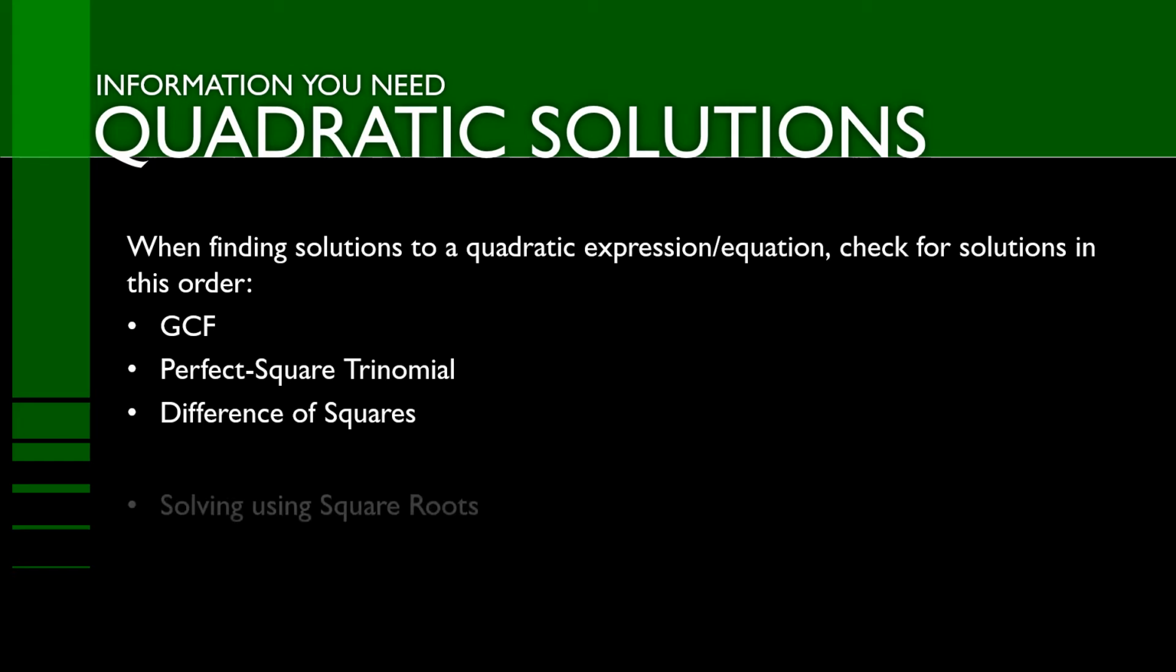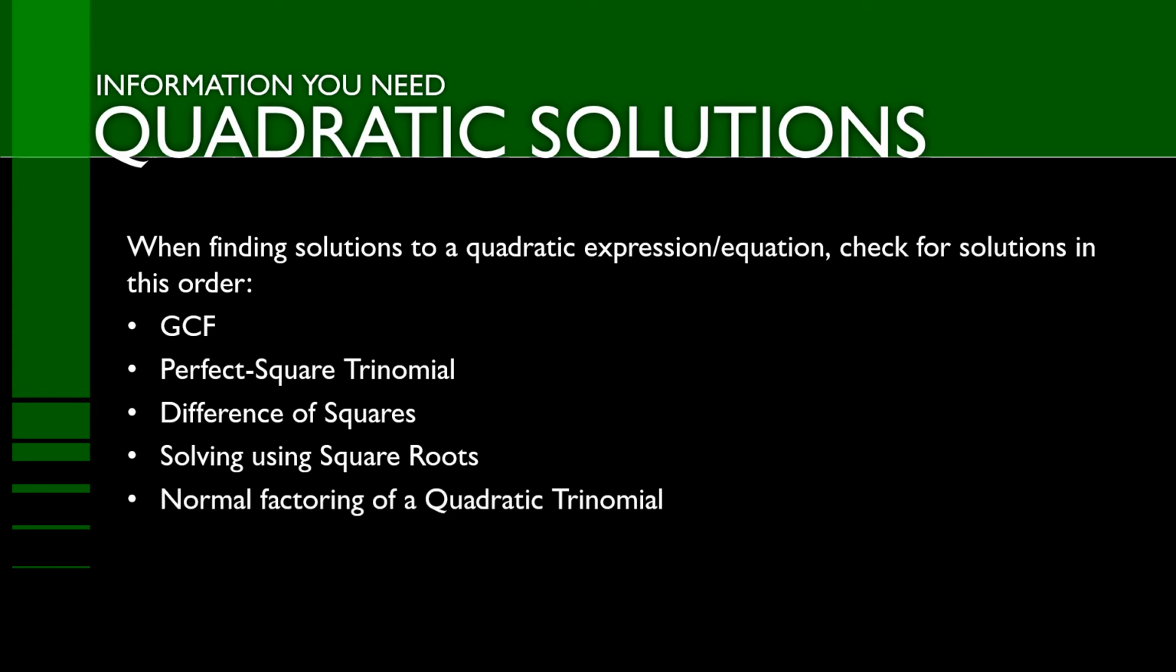Then we can also solve using square roots. So if you had something like x squared minus 75 equals 0, then you would just solve for x rather than using any sort of factoring or any other stuff that we've learned so far. Then you've got the normal factoring of a quadratic trinomial. Then you can use either completing the square or the quadratic formula if none of that other stuff works.